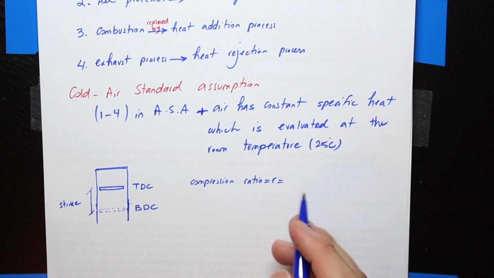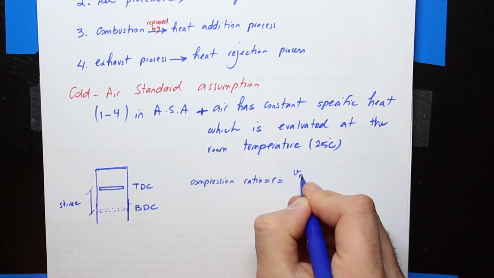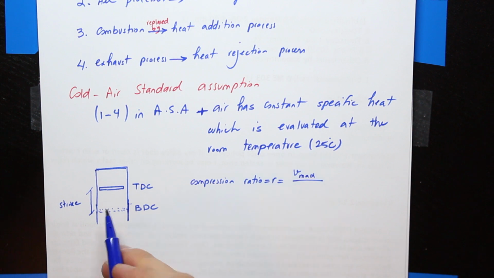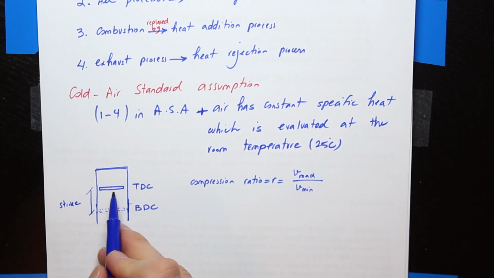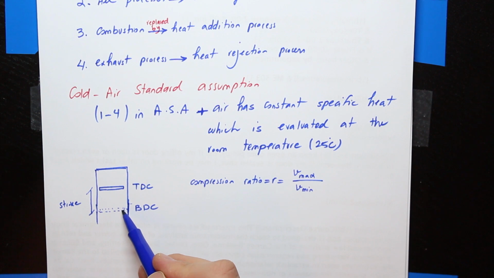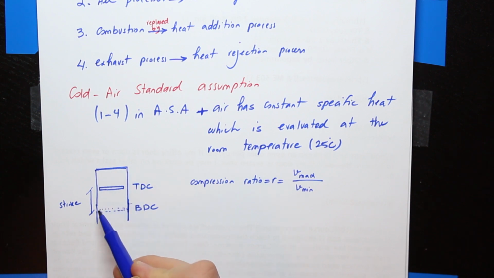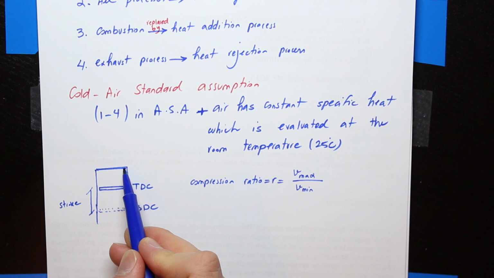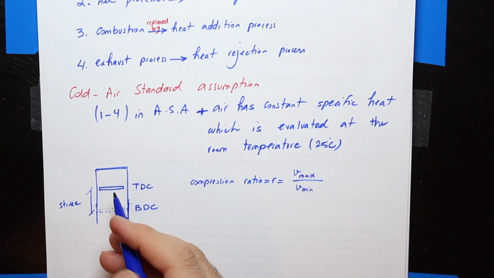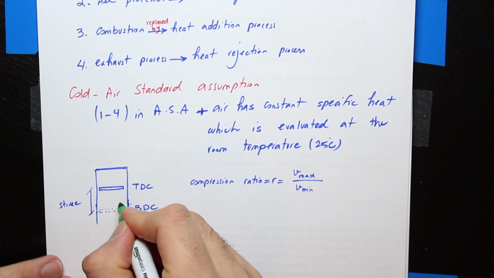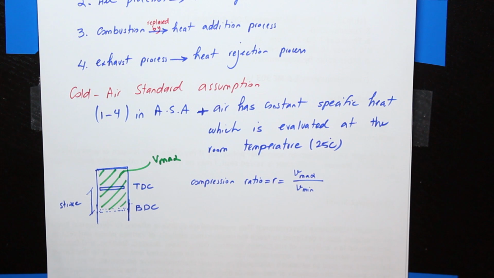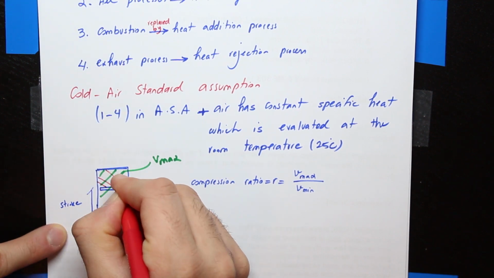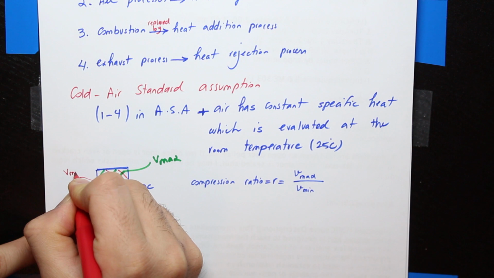The compression ratio is the ratio of the maximum volume within the cylinder, which is the volume obtained when the piston is at BDC, over the minimum volume within the cylinder, and that's when the piston is at TDC. So this is Vmax, and this is Vmin. If I want to show that with color, green is Vmax, and red is Vmin.